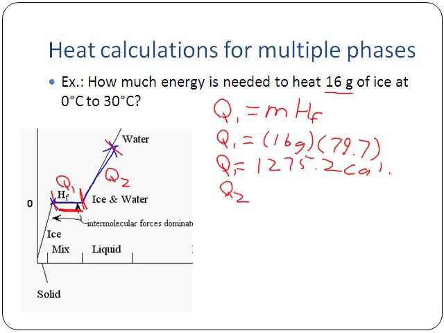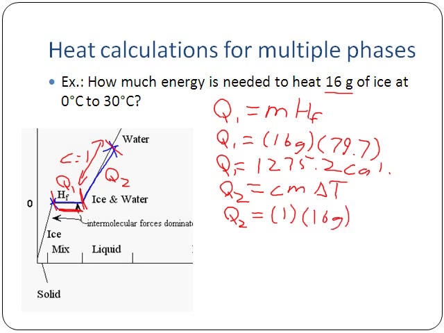Q2 is our second section. So since it is up on this part right here, that the temperature is changing, we're going to use Q equals Cm delta T. And so for this, we say Q2 is equal to C. Since we're on the liquid water phase, we know that C is equal to 1 right there by looking at your colored sheet. So we have 1 times the mass, which we found before, 16 grams, times delta T.